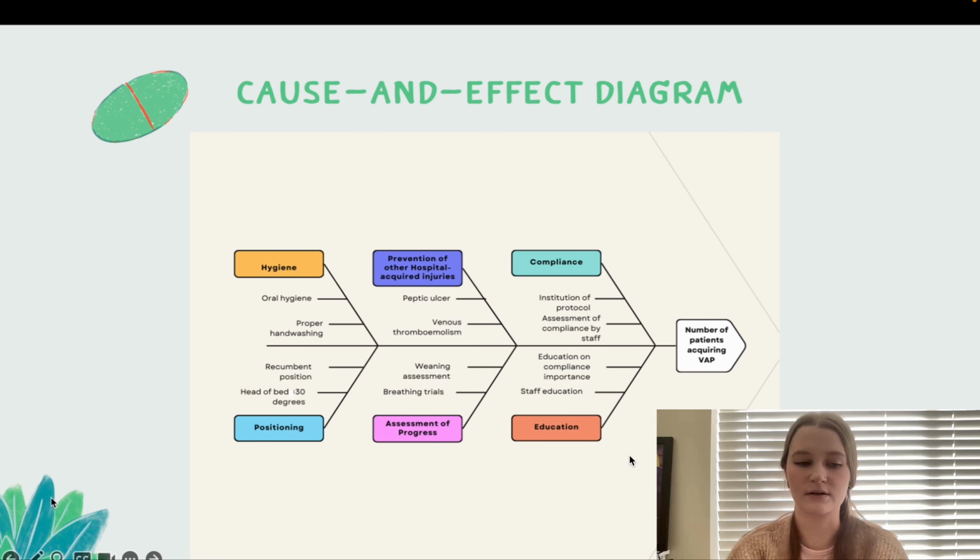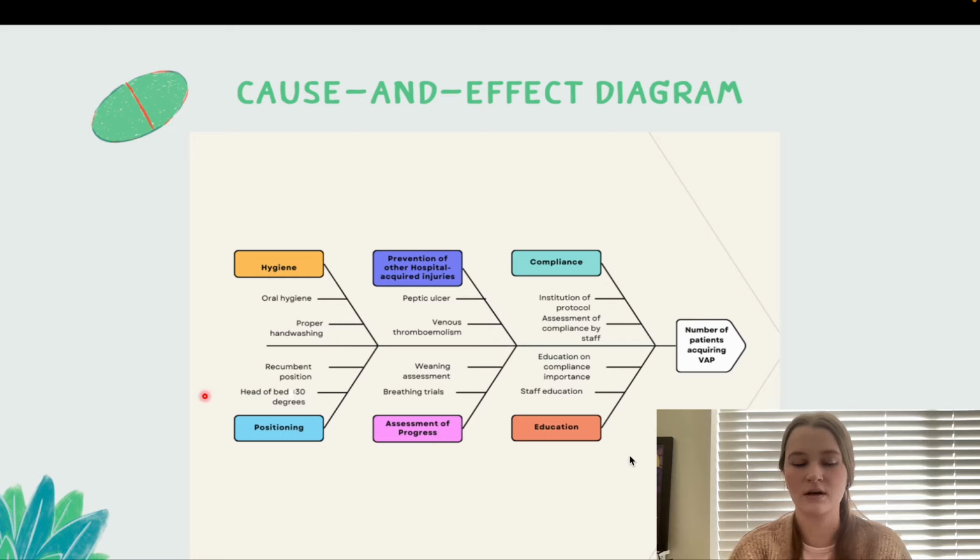This is a cause and effect diagram. So over here we have all leading to a reduced number of patients acquiring VAP. So these are all prevention measures that nurses and institutions can make to create a lower number of patients acquiring VAP. So first we have hygiene. Oral hygiene is important when patients are on a ventilator to reduce the amount of bacteria in the mouth that can go into the lungs. So we have oral hygiene and then proper hand washing for any healthcare worker coming into contact with the patient.